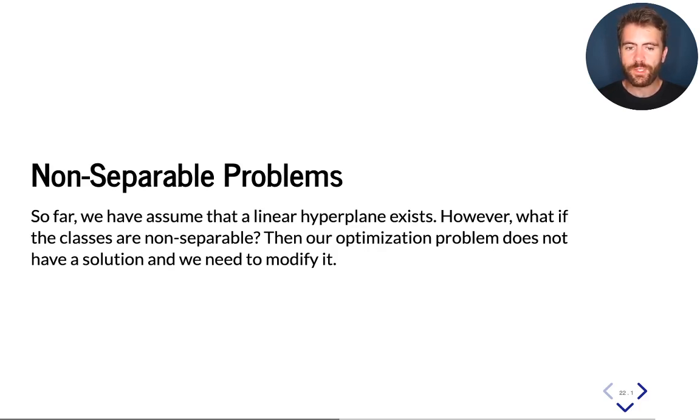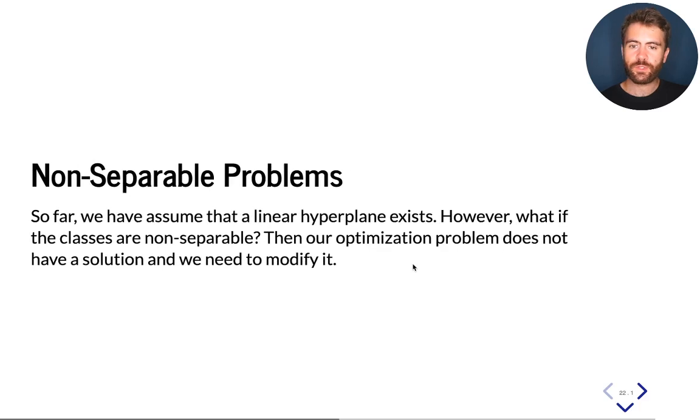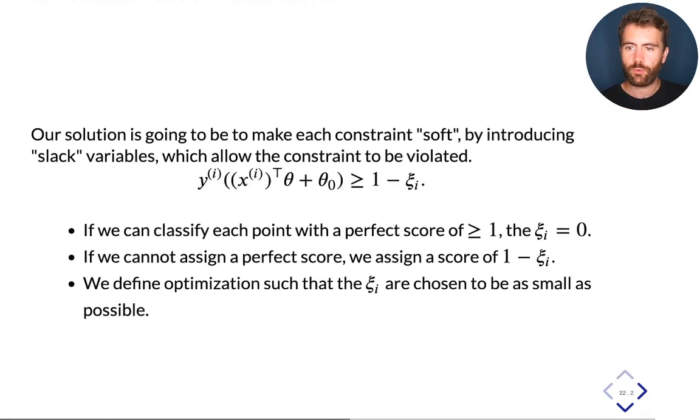So far, we have always assumed that there exists a linear hyperplane, a decision boundary, that perfectly separates the classes. In our constraint here, we assume that this score has to have the same sign as the target. In other words, each point must be classified correctly for this constraint to hold. But most classification problems do not have a clear separation between the two classes. Therefore, we need to modify our formulation.